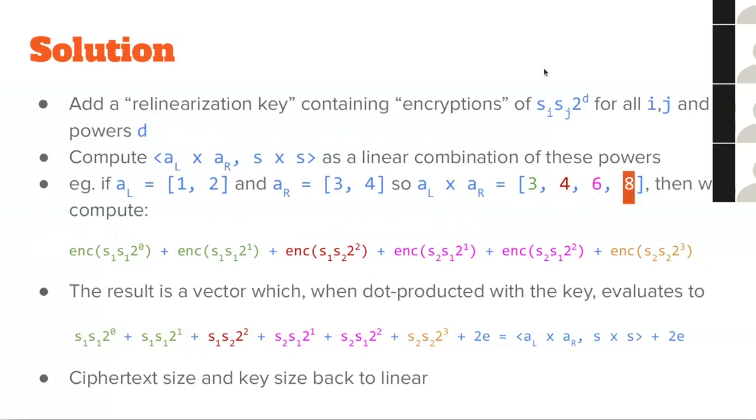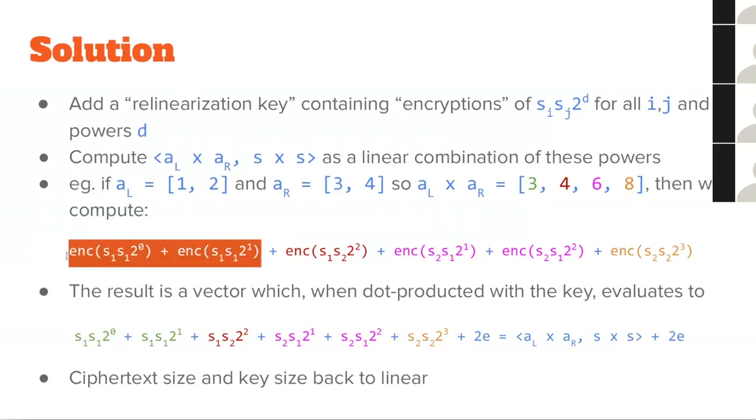And then to avoid having to multiply ciphertexts, because multiplying ciphertexts makes the error blow up, you have these powers of 2, and so the multiplication you can just express as a linear combination of these powers, right? So to express 3 times S1, S1, you're going to take the encryption of S1, S1 times 2 to the 0, plus the encryption of S1, S1 times 2 to the 1. And so this gives us S1, S1 times 3 encrypted under your new key.